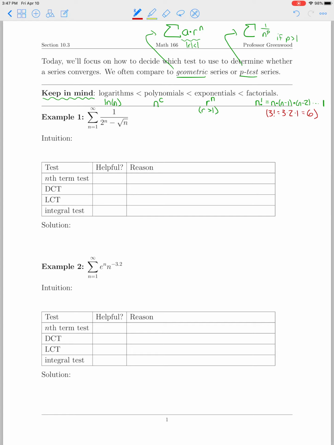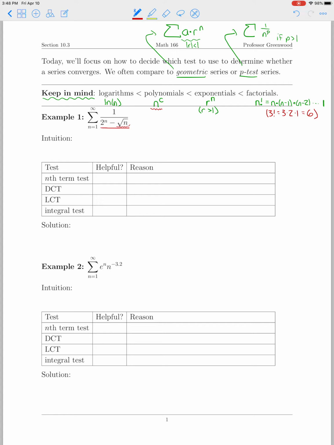And so for this sum right here, where we have 1 over 2 to the n minus root n, the idea overall is that we want to look for the biggest term in the numerator and the biggest term in the denominator. In the numerator, there's only one term, that's the 1. In the denominator, there's an exponential and a polynomial. This isn't really a polynomial strictly speaking, but it's an n to the 1/2. And so that corresponds to this case right here.